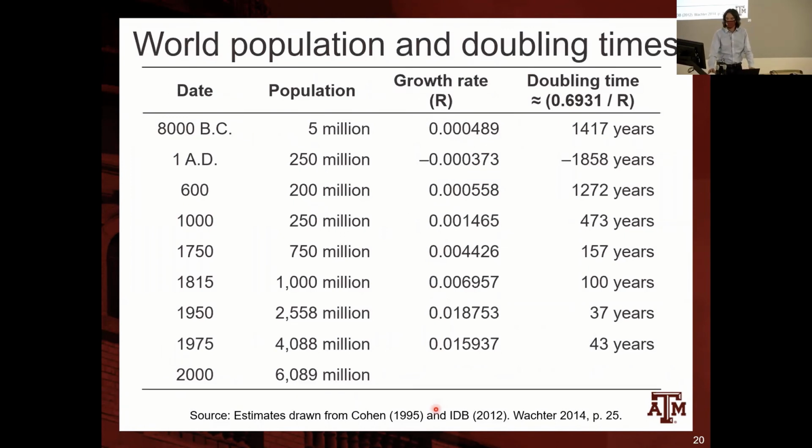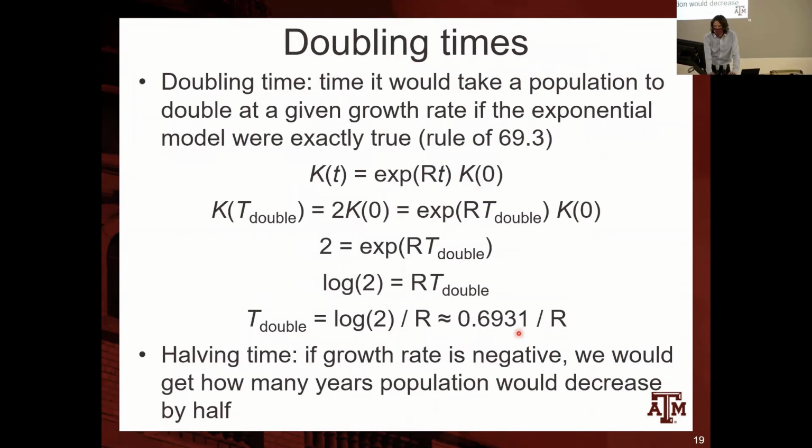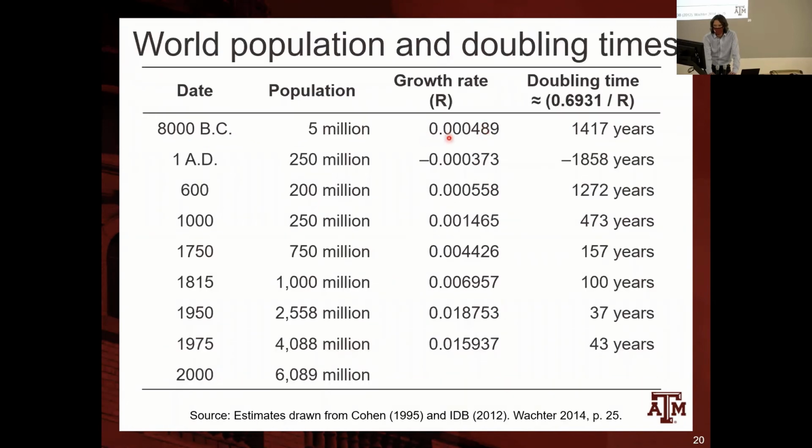And between the year 1 and the year 600, the population actually declined from 250 million to 200 million. So that's why the population growth rate here is negative. And now we calculated, we first had the population, and then we calculated the growth rate. And now we pretty much use this final formula here, 0.6931 divided by the growth rate. And then we get these numbers.